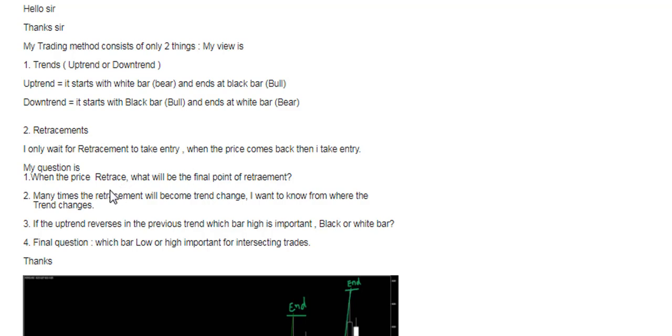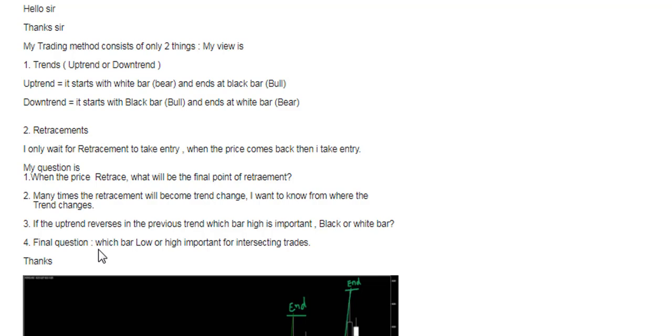My first question: when the price retraces, what will be the final point of the retracement? We candlestick traders do not identify the retrace, only the candlestick color. Second, many times the retracement will become a trend change. I want to know from where the trend changes. We do not predict a trend change, only candlestick colors. Candlestick colors tell us the trend change.